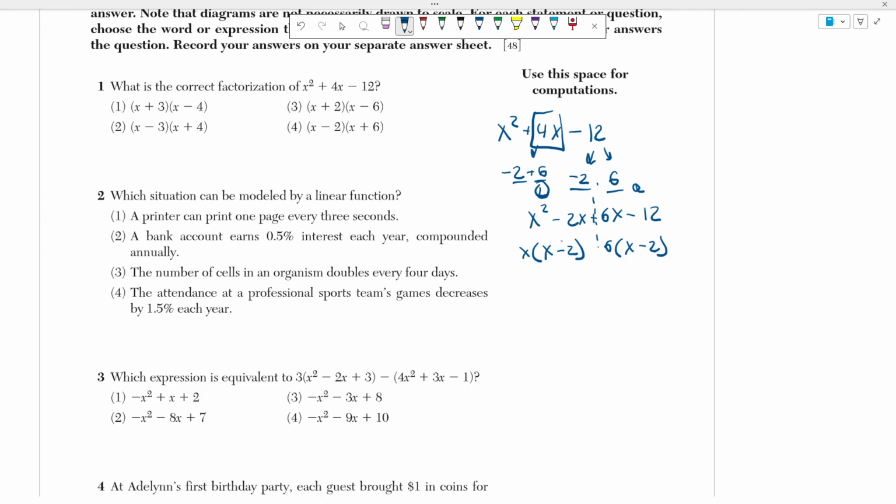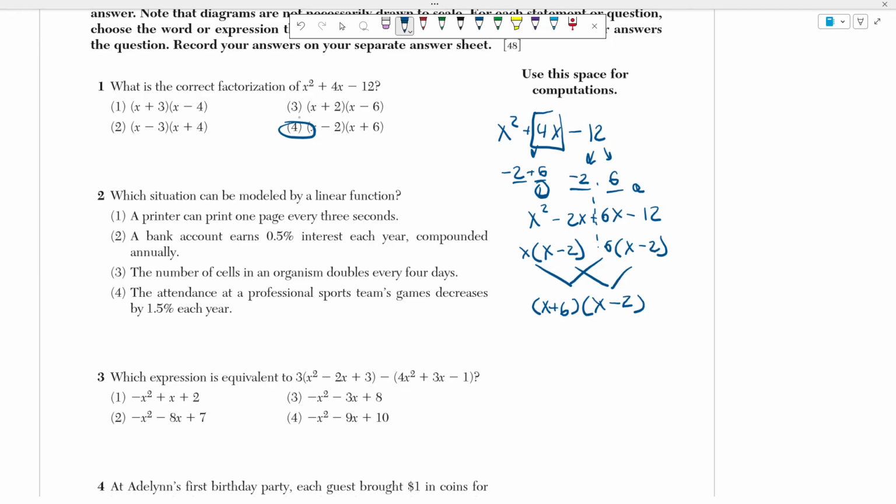Now that I have two of the same values in the same parentheses, I'm just going to combine them into one parentheses. So I'm going to write x minus 2 and x minus 2 under one parentheses, and I'm going to write x and positive 6 in one parentheses, and I'm going to get x plus 6 times x minus 2, which is choice 4.